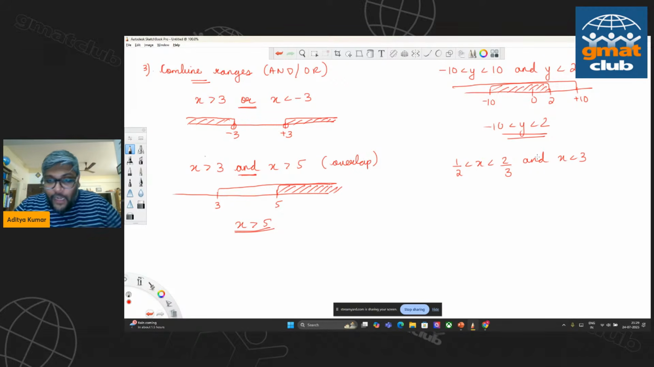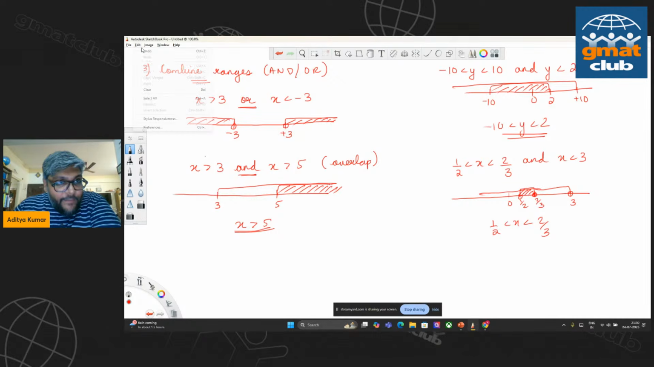Okay, if I give you x to be between half and 2 by 3 and x to be less than 3, what would be the overall range that I get for x? What do you think? It would be half and 2 by 3 itself. So let's plot it out, right? So I have 0, I have half, I have 2 by 3, and I have 3. So the first range tells me x is between half and 2 by 3. The second range tells me x is less than 3. So I need the portion that overlaps between the two. So that's between half and 2 by 3.